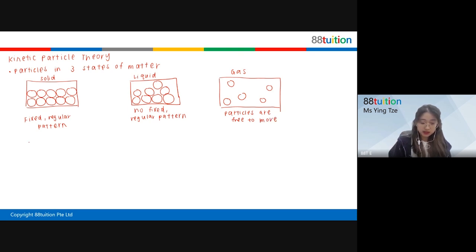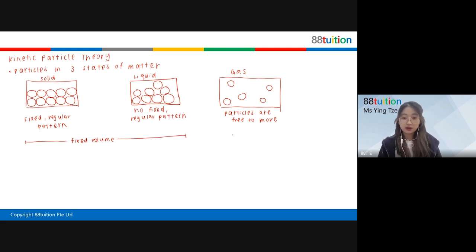Okay, so we know that for solid and liquid, these two states, the volume is fixed. If you have something solid or you have water, liquid, you cannot compress it and change its volume. But for gas, there is no fixed volume because we can compress gas.